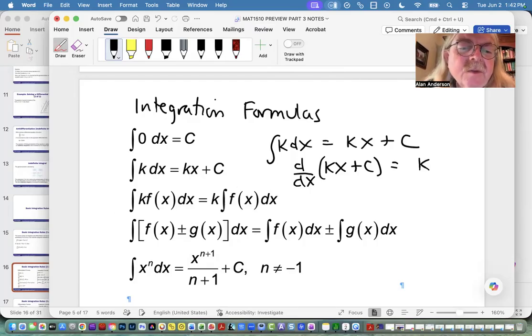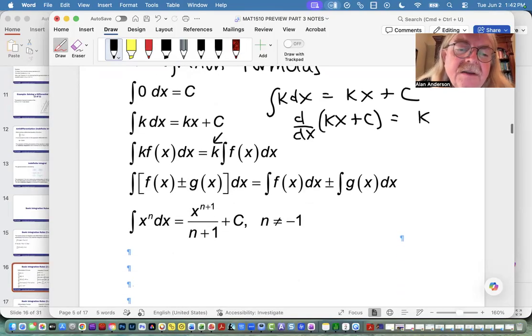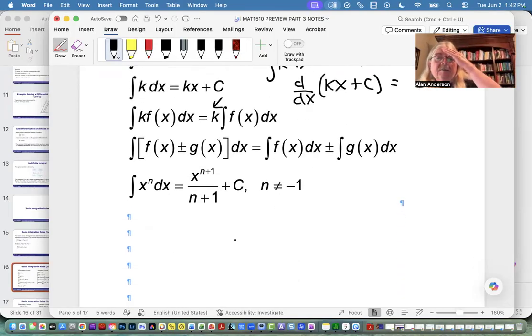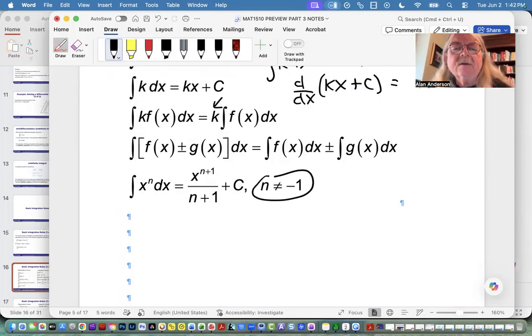Now here, this just means we can factor out the K, because it's a constant. Now here, you can see the integral of a sum or difference is equal to the sum or difference of the integrals. And here we have a power rule where, since we're going in reverse from what we're used to seeing, you'll have x to the n plus 1 over n plus 1 plus c, but we may not let n equal negative 1. If it does, we have a different rule for that.